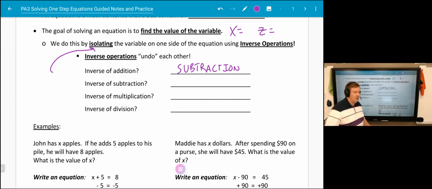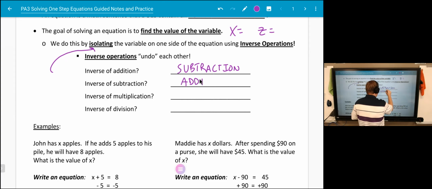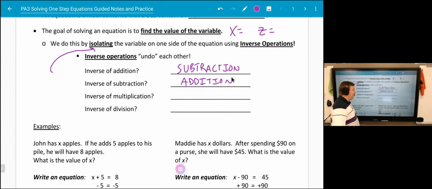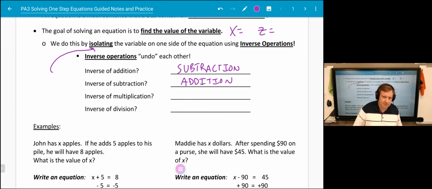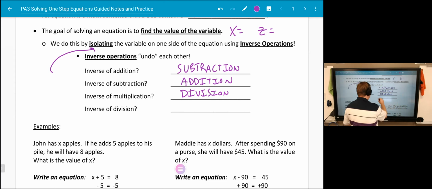And then the inverse of subtraction would be addition. The inverse of multiplication is going to be division. And the inverse of division is going to be multiplication, right?